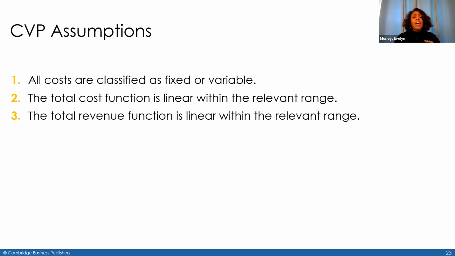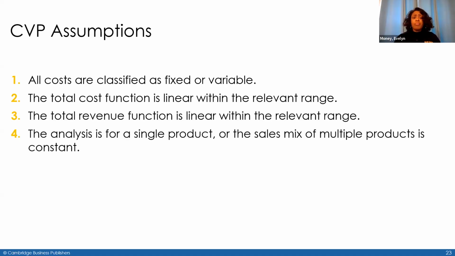We are also assuming that the revenue function is linear, that there's a true relationship between the level of units and total revenue. So it really does look like a line. In any analysis that we're doing, we're assuming that we only sell one product, or if we sell multiple products, then there is a sales mix or a ratio that remains constant. So if I'm selling ice cream bars, ice cream cones, and cups of ice cream, then for every one bar I sell two ice cream cones and three cups. That 1 to 2 to 3 ratio remains the same in my analysis.